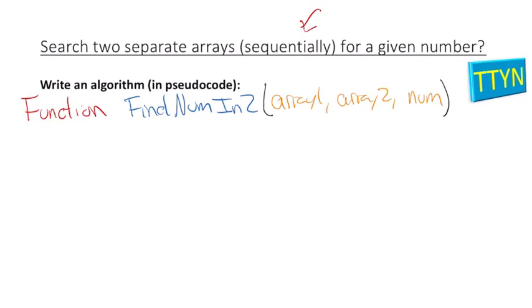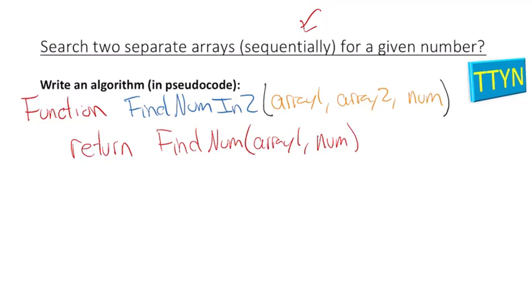Okay, well, how do we search two separate arrays for our number? You could write out two separate loops, but I'm going to take a shortcut here. And I'll just say we're going to return, and this function is going to do similar to what we did in the previous function, which is just return true if we find it. So we'll just return what we get from find num when we search array 1 for num, or if we search array 2 for num. So that's what this function is going to do. It's going to search array 1 for num, search array 2 for num, and we'll just use our find num function that we had before.